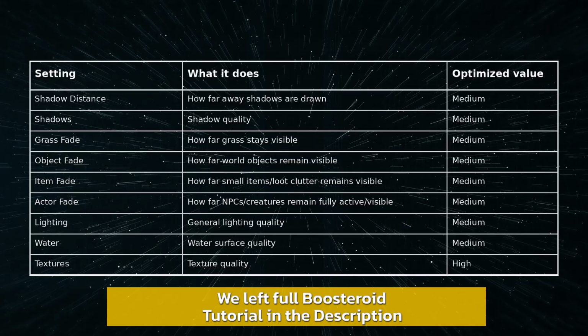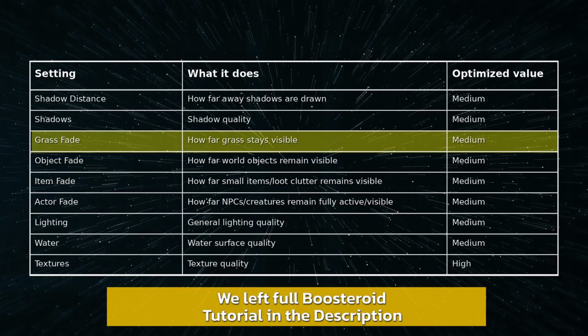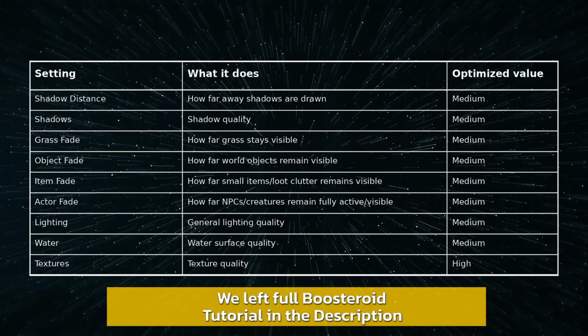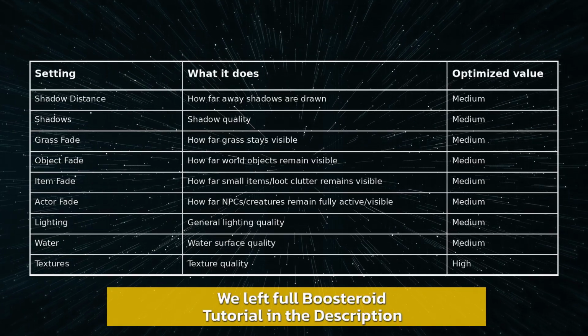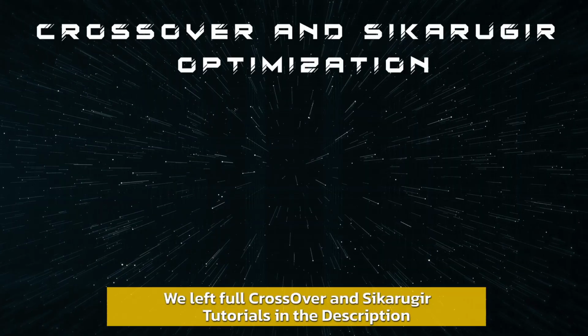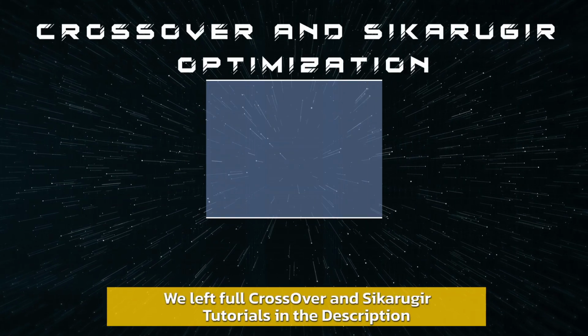The other big performance win comes from setting grass fade to medium. It will give you a nice boost and it barely makes a difference in terms of visuals. You don't need to change any other settings since the gains will be small, but we're leaving the optimized values if you need them. Also, if you are running the game in CrossOver or Sikarugir and encounter graphical glitches, there's a little tweak you can make.